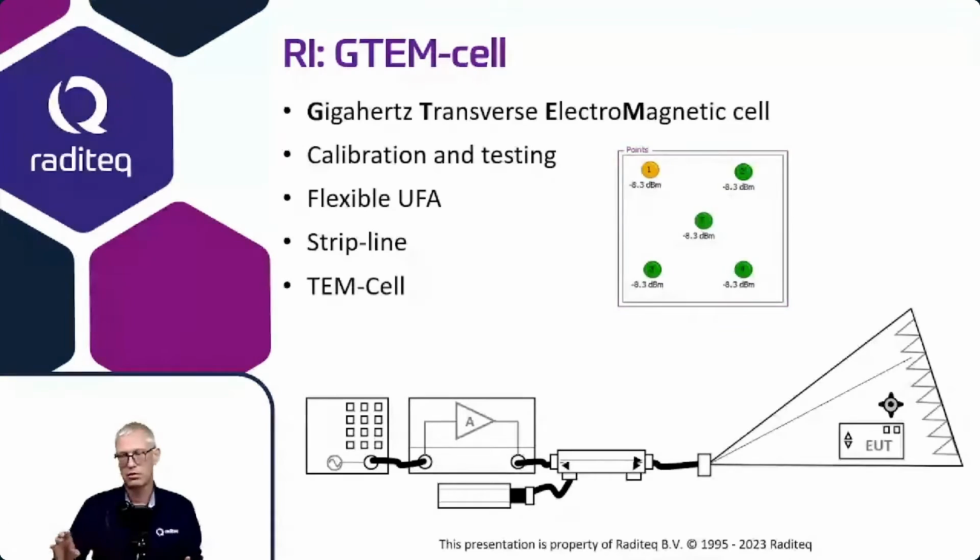And as you can see on the screen, it doesn't have to be a regular shape. It can also be 4 points with 1 point in the middle, or an 8-point variation. So it's very flexible to determine which points and which layout of the points can be used. That also allows the very often used 5-point calculation inside the GTEM. And of course, not only the GTEM, but also the strip line and a TEM cell can be used for testing, and RadiMation fully supports those tools also.